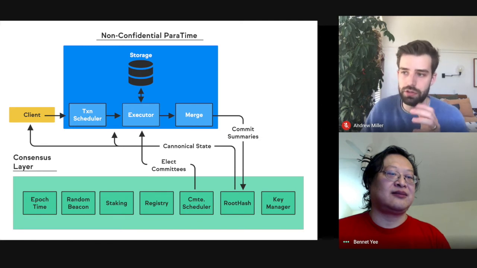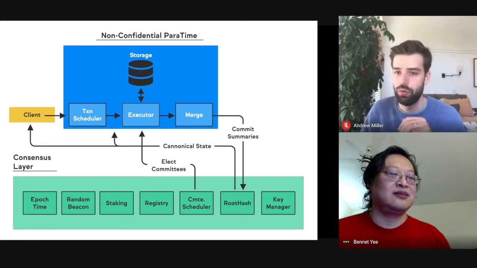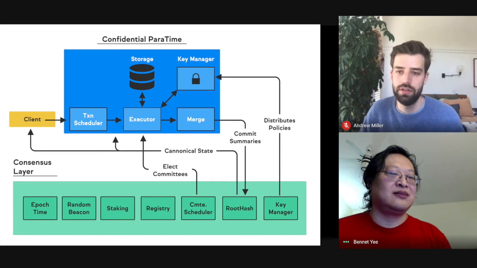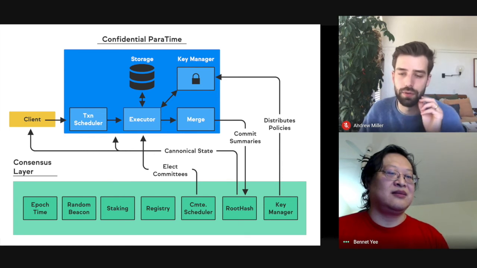So last but not least, we should talk a little bit about confidentiality, and we'll go into it in more detail next time. This diagram shows basically the same thing, but it adds a key manager. So Bennett, can you tell us a little bit about why confidentiality is important, at a high level, for a ParaTime? What does it provide? And what kind of confidentiality protocols or technology does the network support?